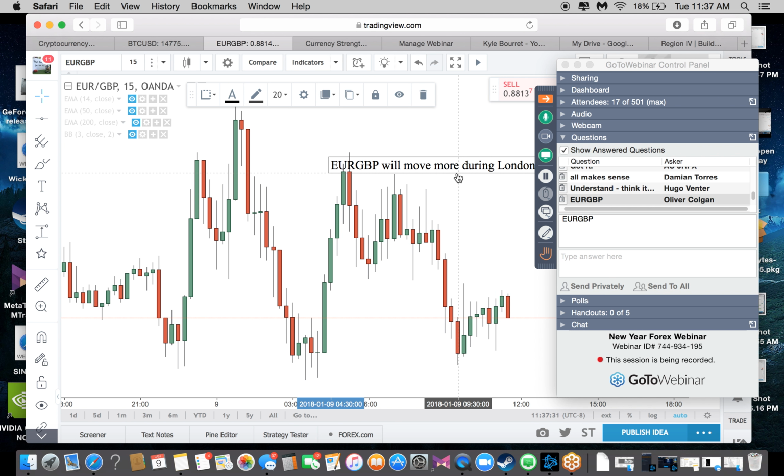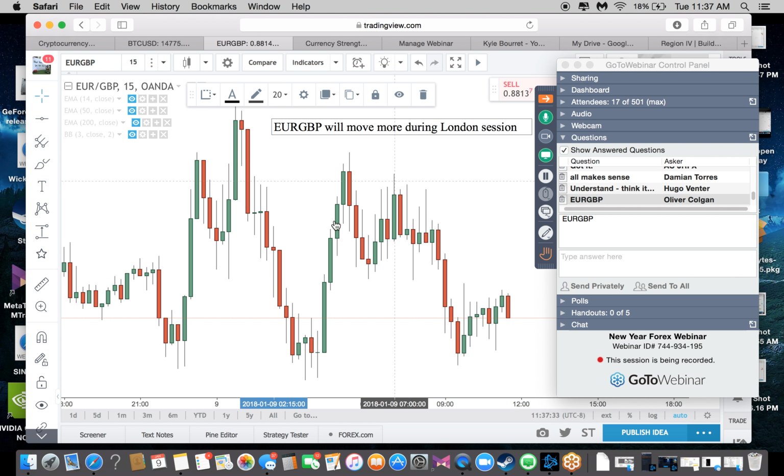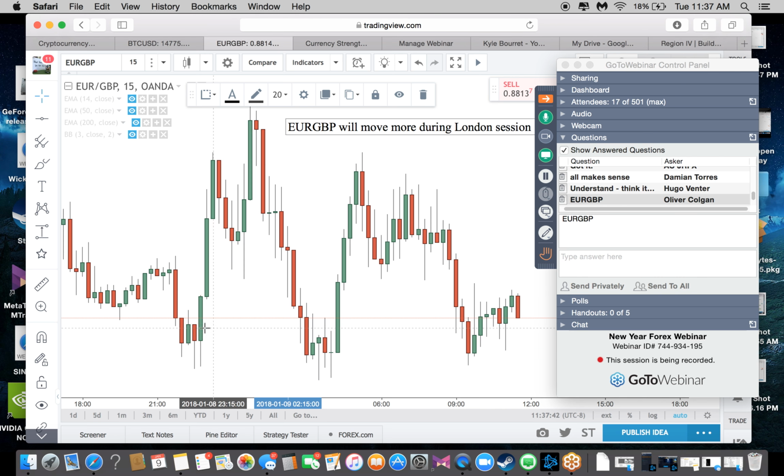So as you can see, all I have to do without even looking at the times is look left and I can notice big moves like this. You see these big moves? This is right at London area time. This is right around London time.